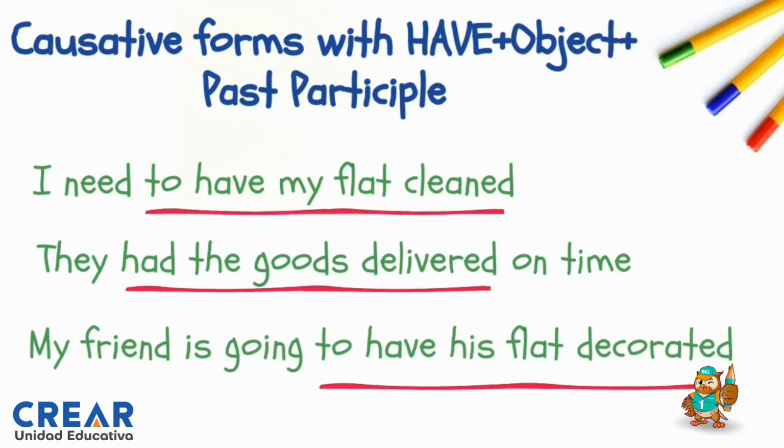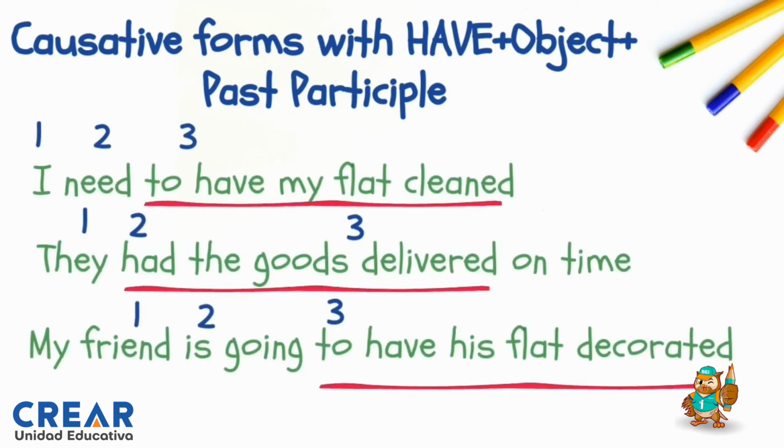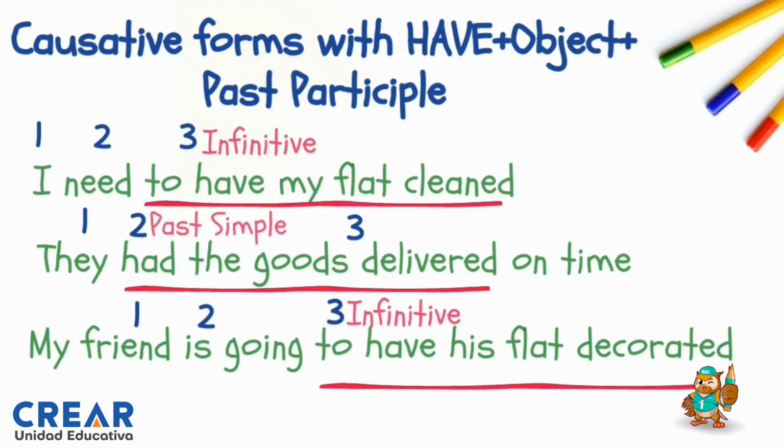Then, kids, we have these examples, right? As I told you, we have 1, 2, and 3. Okay, number 3 we have to use for the infinitive. So we have the infinitive: I need to have my flat cleaned. And in the last one, we have: my friend is going to have his flat decorated.